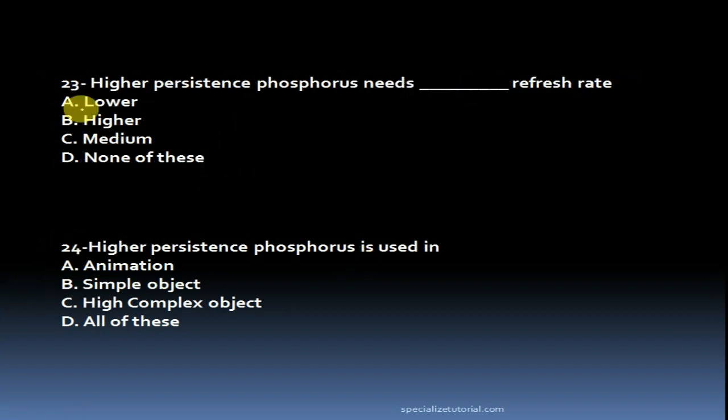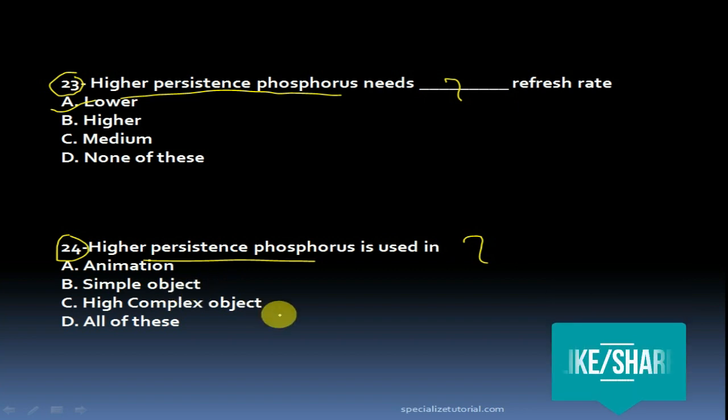Now take the next question, question number 23. Higher persistence phosphor needs what refresh rate? Lower, higher, medium, or none of these. So basically it's lower. Now take the next question, question number 24. Higher persistence phosphor is used where? Animations, simple objects, high complex objects, or all of these. So basically it's used in high complex objects.